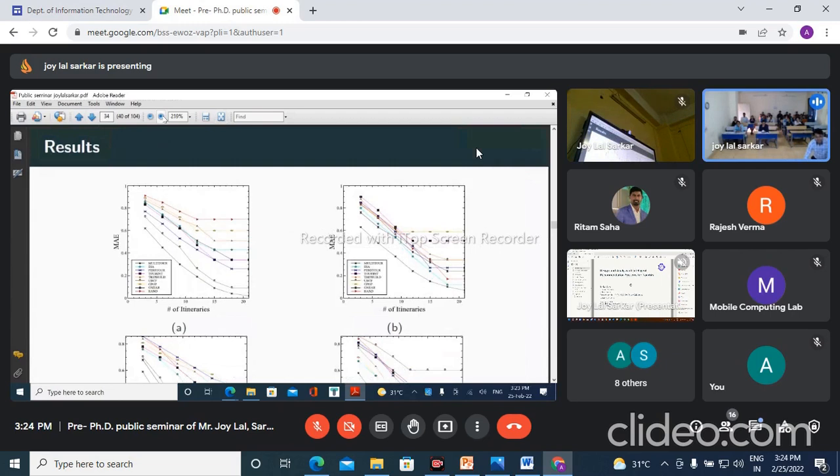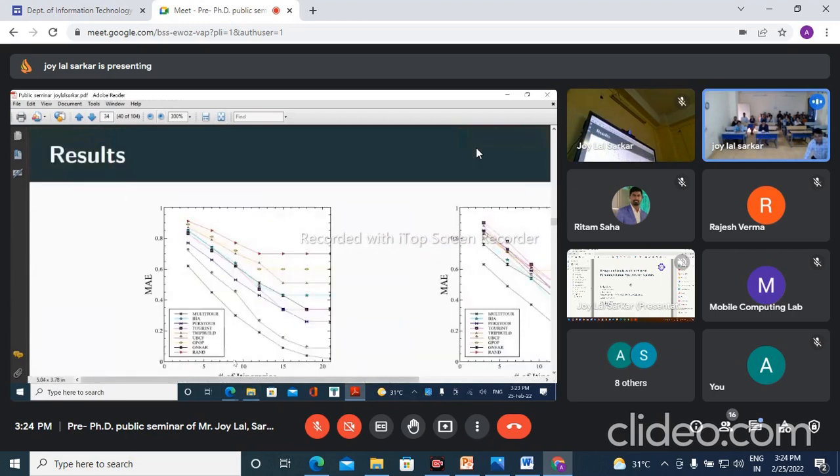Okay. You see, if I zoom it, then it is properly visible. So this is all about my approach. You can see that the multi-tour approach is better than the other baseline algorithms. Okay.